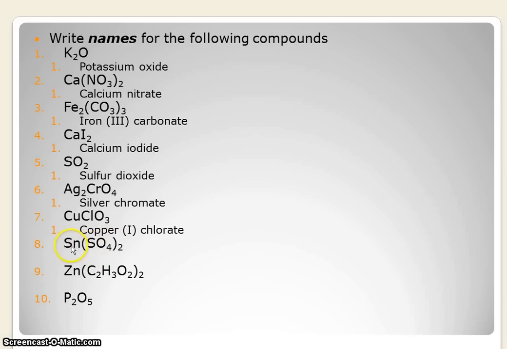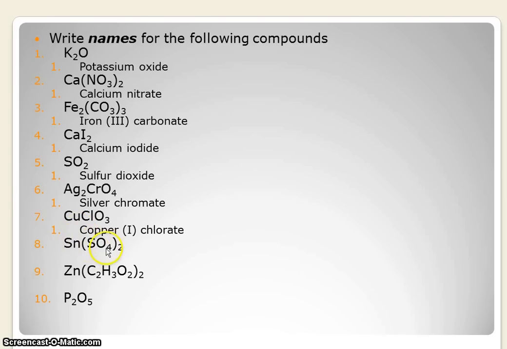Again, an ionic compound for number 8 because I see a metal. Sn is a metal. Tin is a transition metal, and it's not one of our exceptions, therefore it needs a Roman numeral. What Roman numeral?